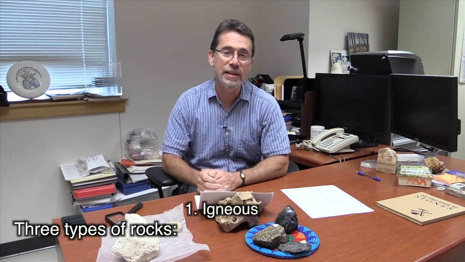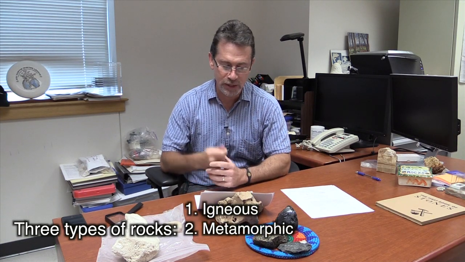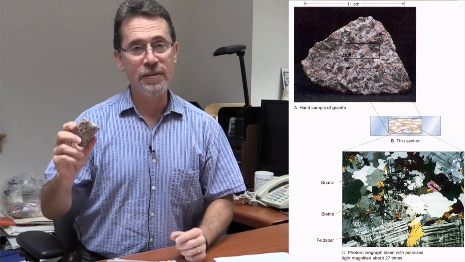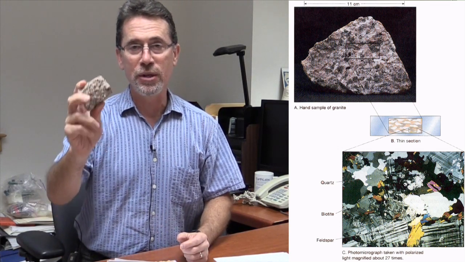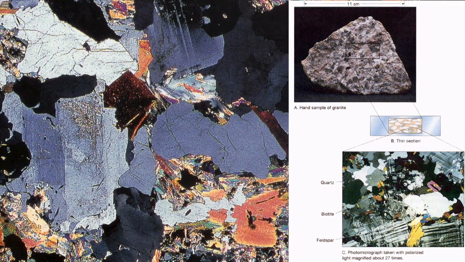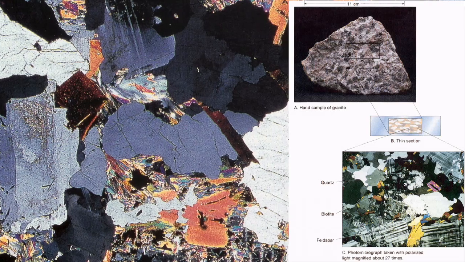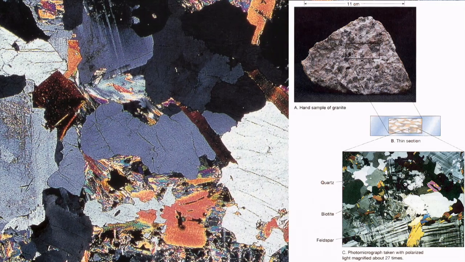And there are 3 basic types of rock. Granite is an example of igneous rock. We're going to talk about the 3 main ones: igneous, metamorphic, sedimentary. Okay, so there's a hand sample of the granite. I was able to look with a magnifying glass and see the minerals up close. You can even see it with your naked eye. Another way we could study this is by looking at a thin section. Take a very thin slice of the rock, put it under a microscope, and there you could see the quartz, the mica or the biotite, that's the black mineral, and the feldspar.